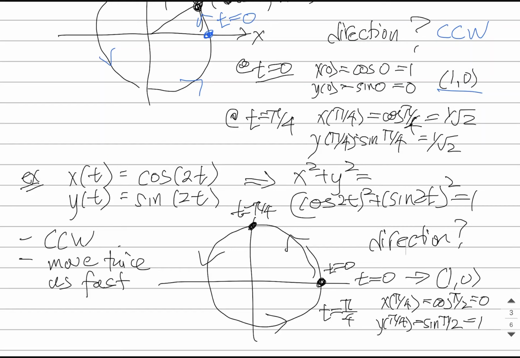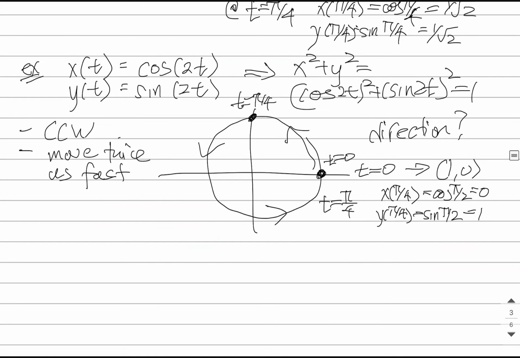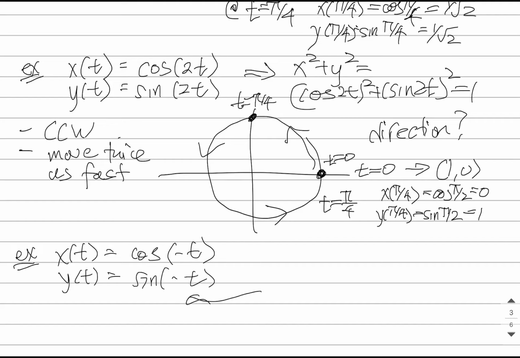And if you understand this, you can do all sorts of different things. So for instance, if I were to switch the sign of the term on the inside and switch things around in this way, we would switch the direction. The direction now would be clockwise, but we would still have a unit circle.